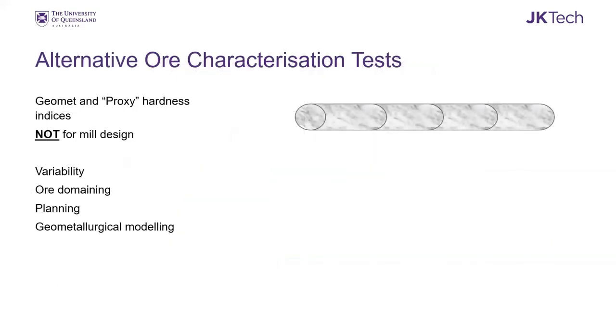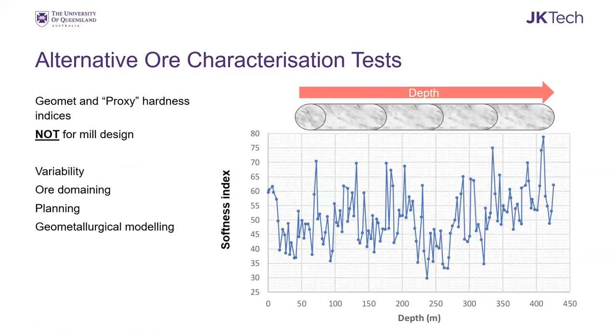Alternative ore characterization tests. So we can have, for example, other tests. This can be point load or UCS or any other test or proxies that you have for hardness. They are not to be used for mill design. They are just there to capture some ore hardness variability. I have this example here. There is a number of measurements on this test. It's called a softness index. We have, say, the depth of the sample in the pit.